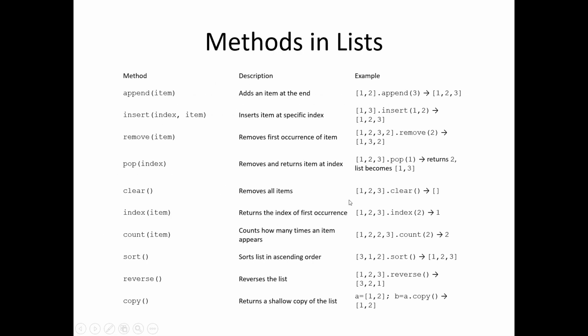So let's see the next slide. Here we have mentioned some methods in list. As we have mentioned, a list is mutable, which means you can change, add or remove items. These are called methods. So let's also see some examples of it.